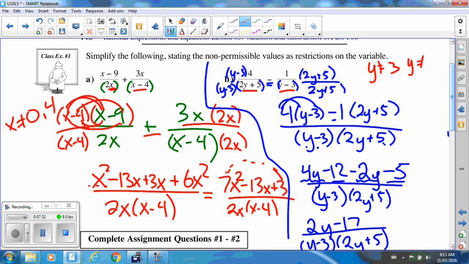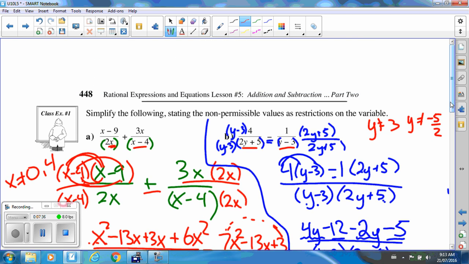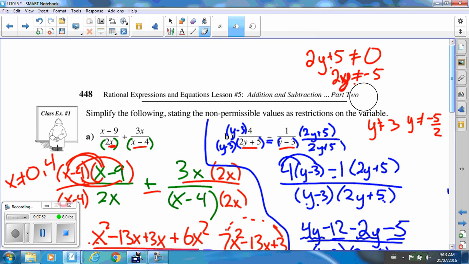negative 5 halves. And again, if you're having trouble seeing that, break it out as a separate thing. Just go 2y plus 5, that's my denominator, can't equal 0, and then isolate for y. So 2x can't equal negative 5, therefore y. I'm changing my variables as I go. Look at me go. You're probably screaming at the screen going, McManus, stop! And that's all good. Please do that. But there's where that piece goes.